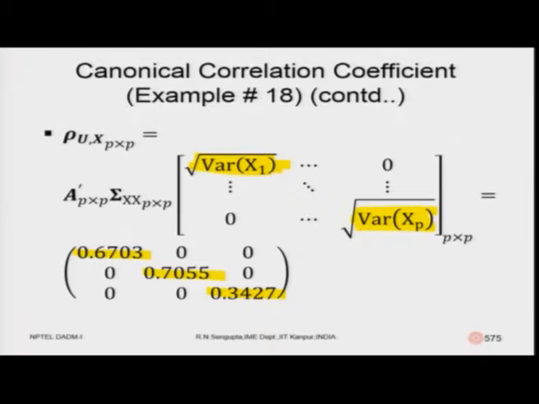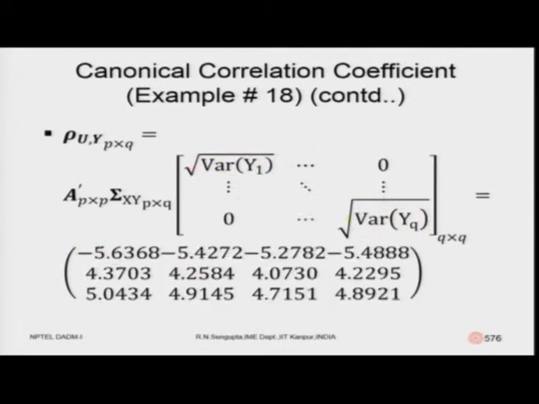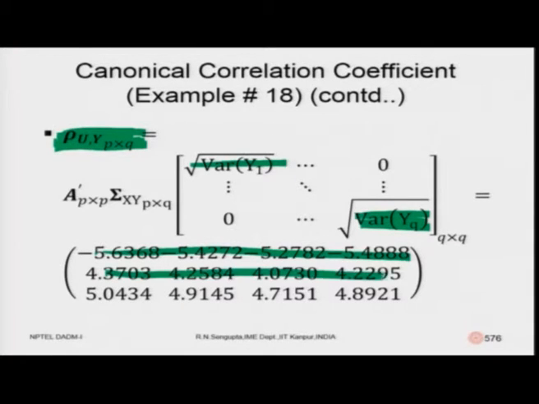Similarly, when we find the correlation coefficient between v and y, the values would be again the principal diagonals are the standard deviation of y 1, standard deviation of y 2 till the standard deviation of y 4, and the off-diagonal elements you can find out. So, the values come out to be as given here.